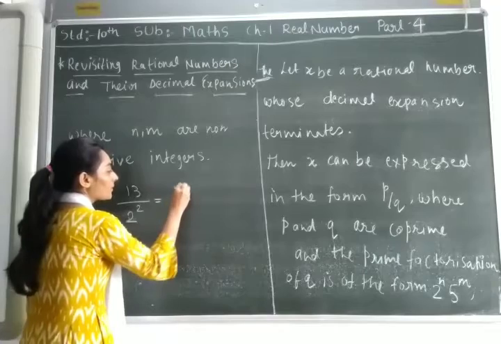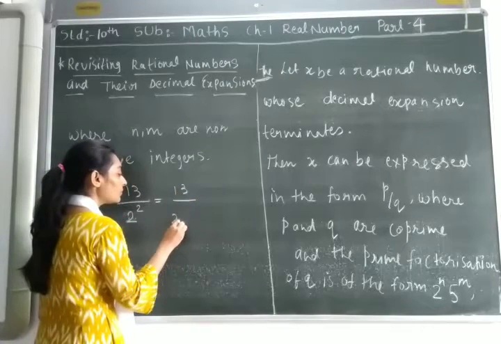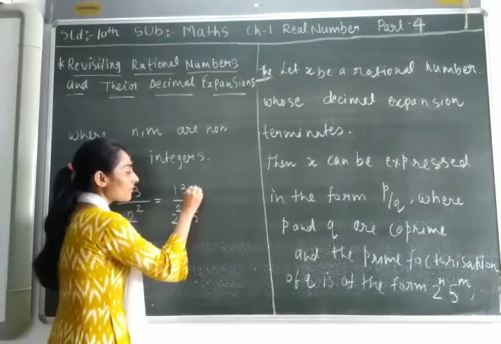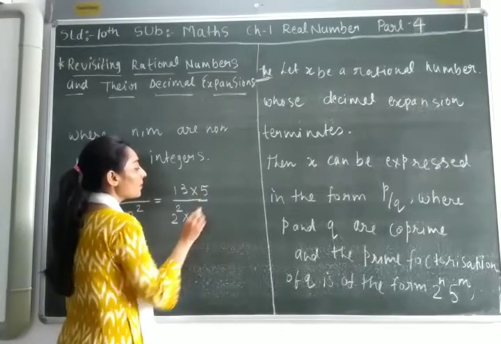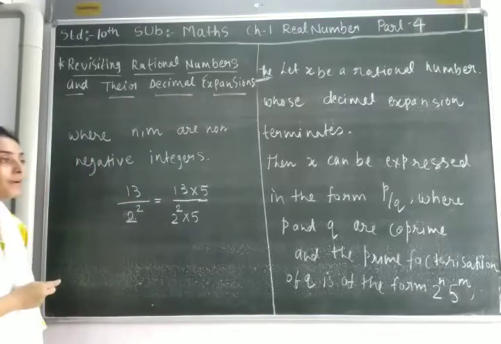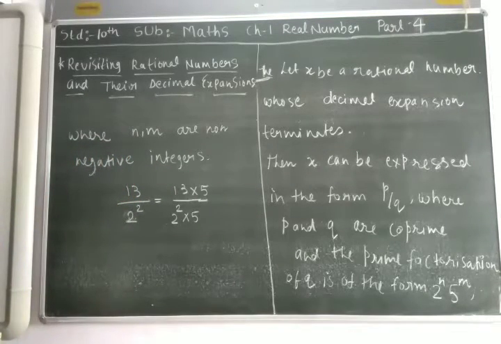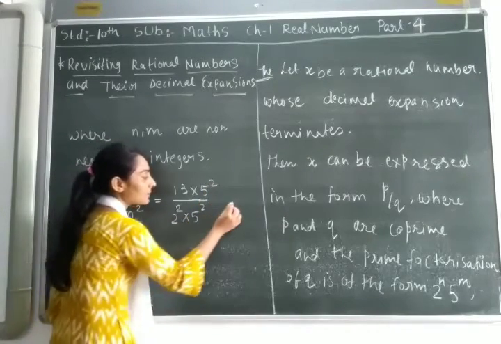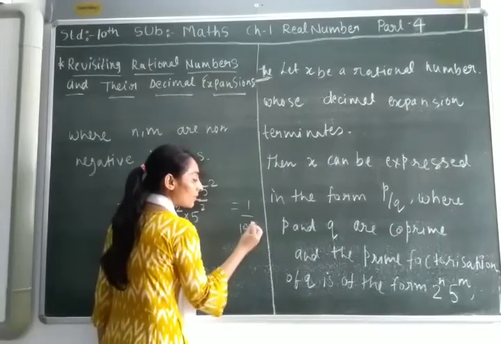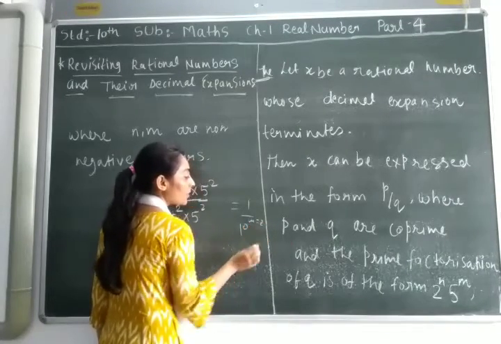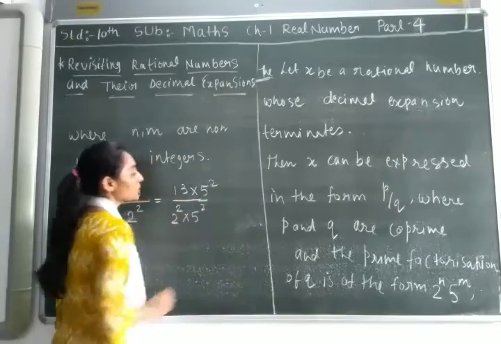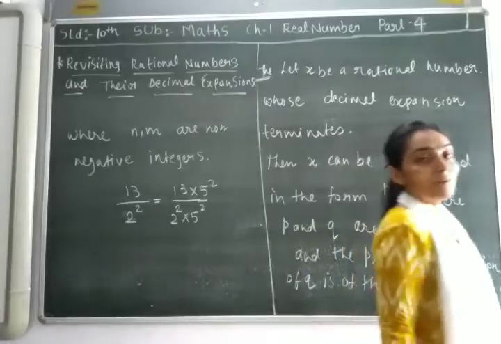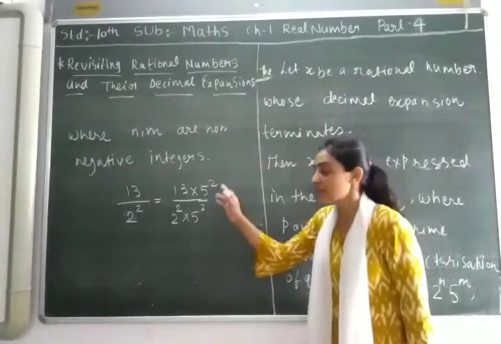So 13 into 2 to the power 2 is there. If I multiply 5 in the denominator, I have to multiply 5 in the numerator also. I am taking 5 to the power 2, so that I get the answer in some 10th power over here. So it would be easy for us to express this number in its decimal form.